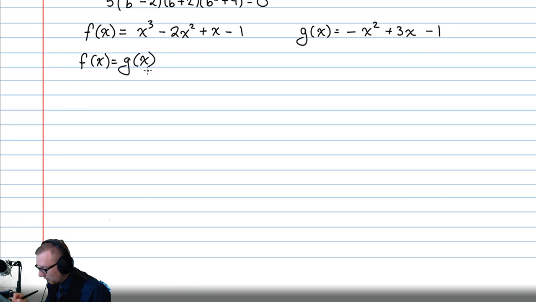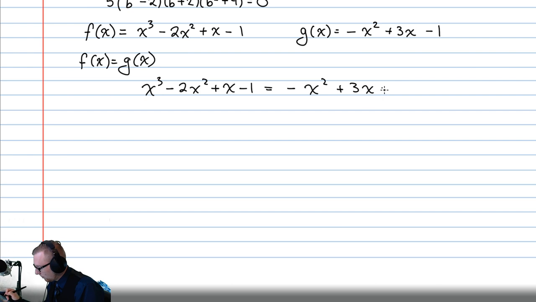And this applies to all of the questions, 21 to 24. Okay, so set them equal to each other: x cubed minus 2x squared plus x minus 1 equals minus x squared plus 3x minus 1. Now combine like terms, set it all equal to 0, and find the answers.